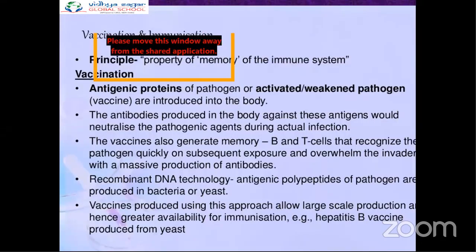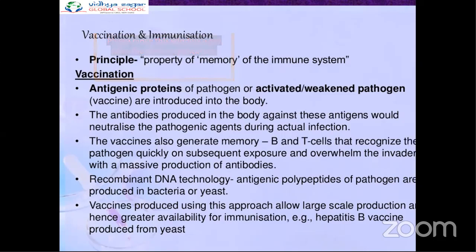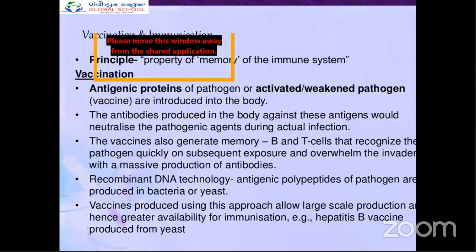The principle of vaccination is the property of memory of the immune system. The immune system is a good example of memory. Once a pathogen enters our body, it will be recognized easily when it comes a second time. If the person is attacked the first time, the intensity will be low. That is the primary immune response. But when it attacks a second time, our body will surely fight vigorously against the particular pathogen. So vaccines are antigenic proteins of a pathogen, or activated or weakened pathogens.